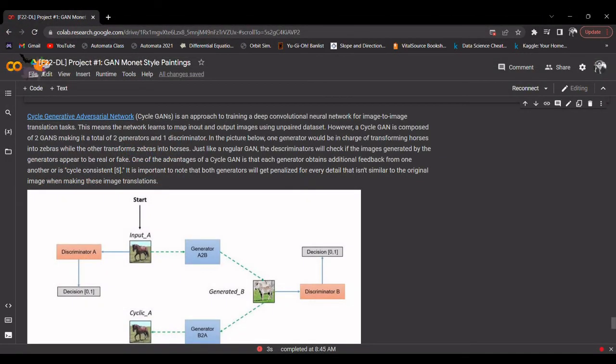Alright, so the last concept that we visited was that of cycle-generative adversarial networks, or CycleGANs. It's pretty similar to GANs, but instead of having one generator and one discriminator, we actually have two generators and one discriminator. The two generators work with each other, pretty much allowing them to get more feedback from one another for each image generated. So the idea is that this will ensure that each generator is cycle consistent. This means that the generators will get penalized for every detail that isn't similar to the original image when making these image translations.